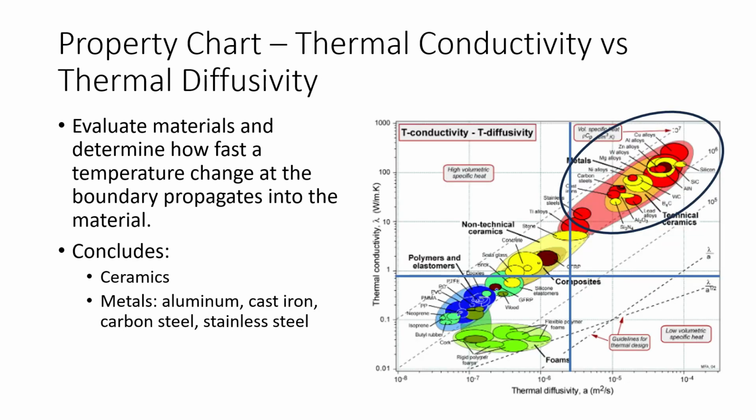The next one we can consider is the thermal conductivity versus thermal diffusivity, which is the ability to evaluate materials and determine how fast a temperature change at a boundary propagates into the material. This also includes ceramics and metal materials such as aluminum, cast iron, carbon steel, and stainless steel.